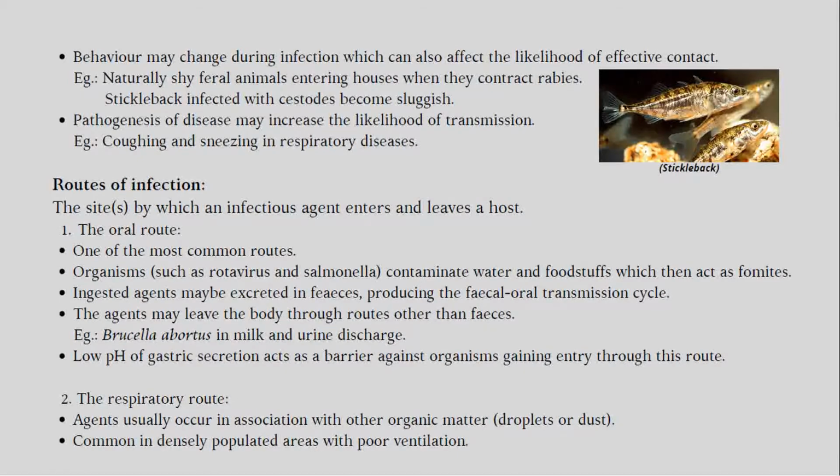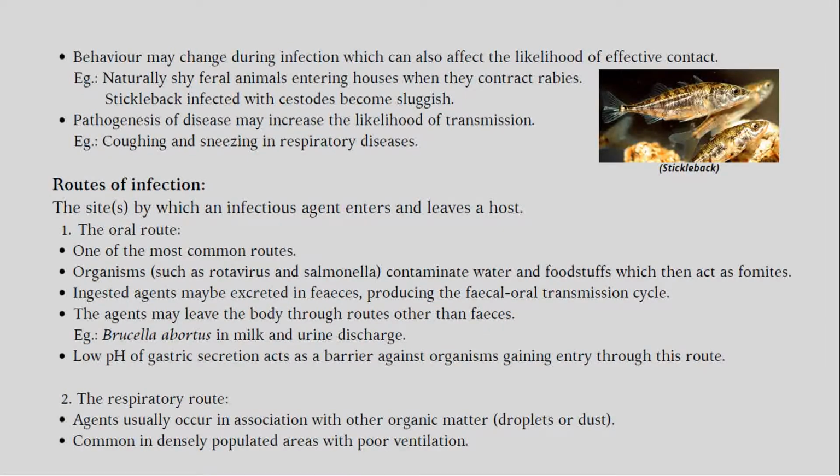Behavior of an animal can change during the infection, and this can increase the likelihood of effective contact. That is, this can increase the chances of transmission of the infection. For example, feral animals are naturally shy, but when they are infected with rabies, they start entering the houses, and this increases the chance of transmission of diseases from the feral animals to human beings. And stickleback fishes, when they are infected with cestodes, become sluggish and their movement is quite slowed down, and this increases the chance of them being caught by the birds.